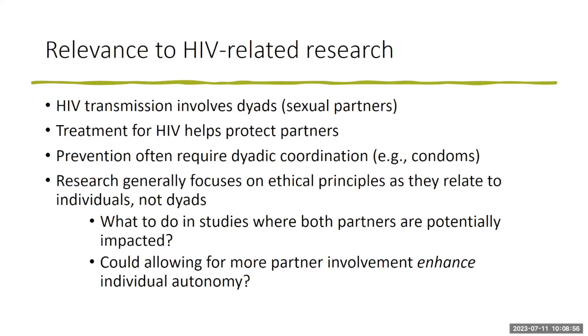And then we also have prevention: if I want to prevent and protect myself, often this requires dyadic coordination. This was more true back when we just had barriers like condoms, where during sex this had to be negotiated either implicitly or explicitly. With PrEP, we can have more discretion, but partner involvement is still important in some cases. And we know that research generally focuses on ethical principles as they relate to individuals, not dyads. So what happens in studies where both partners are potentially impacted, and could allowing for partner involvement in informed consent actually enhance individual autonomy?